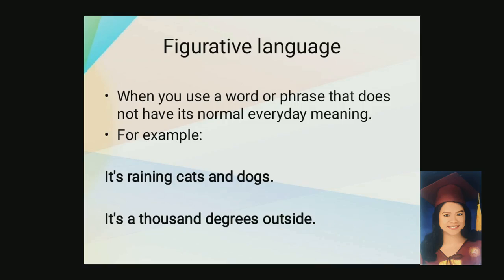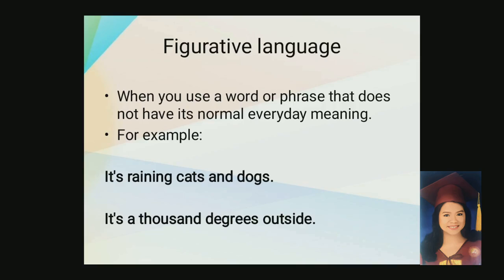When we say figurative language, it is when you use a word or phrase that does not have its normal everyday meaning. For example, it's raining cats and dogs. It's impossible to rain cats and dogs, so you have to interpret it. It's raining cats and dogs simply means it's raining very hard.